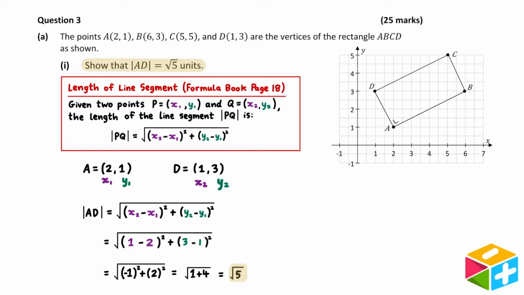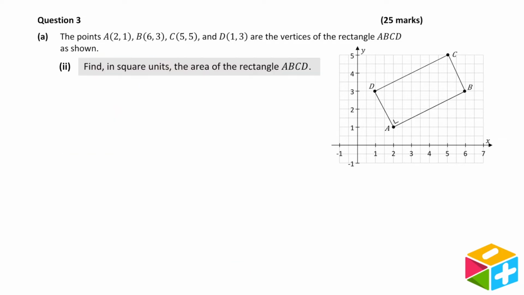So we found that the length of the line AD is square root of 5 units. And this is precisely what we needed to show. Part II. Find, in square units, the area of the rectangle ABCD.